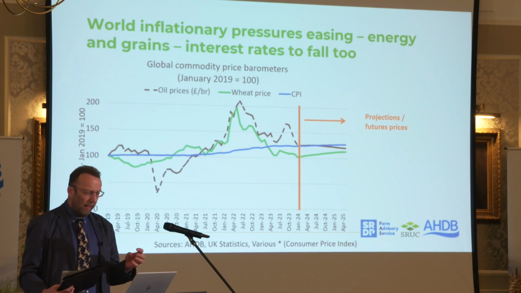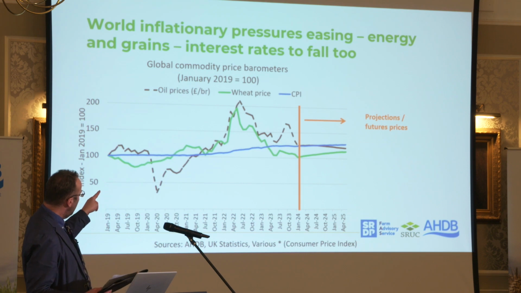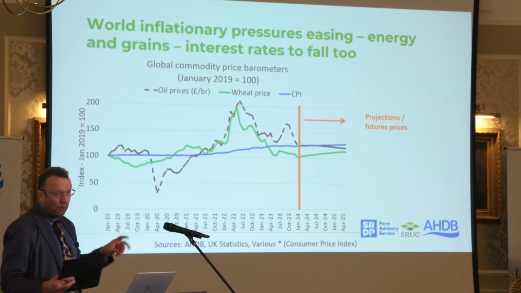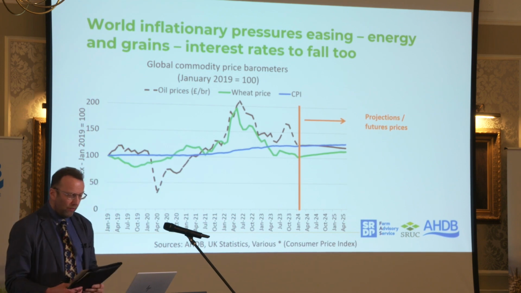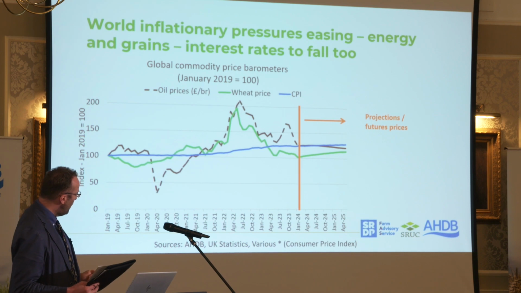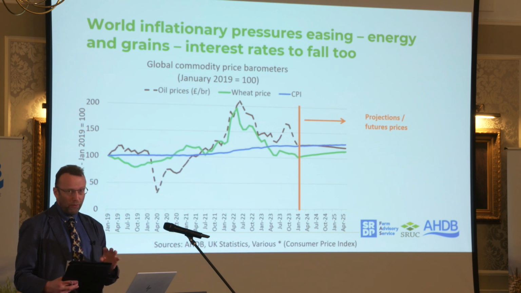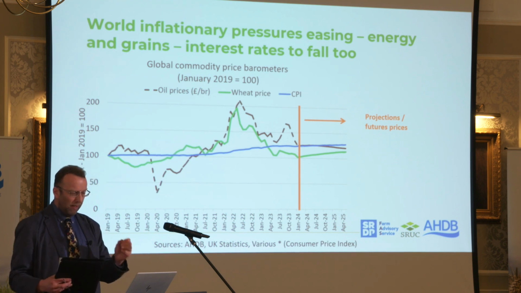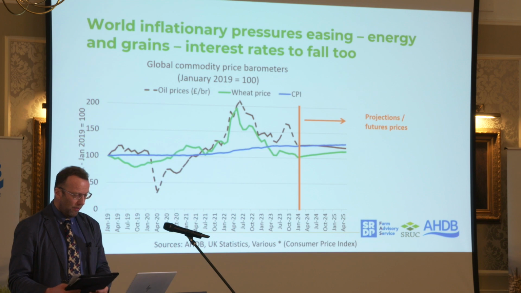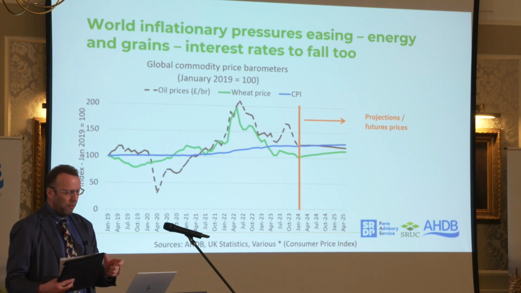Now, if we take a step back from grain and just look at the bigger economy, inflation's been a massive issue. So what we've got here is the oil price, the dotted line, the wheat price in green, and then blue is the consumer price index for the UK. It goes up to the red line, and then we've got a forward projection for that. So inflation's been massive. It was building a little bit before Ukraine, post-pandemic, and then it went ballistic with the invasion, and oil prices really led that up. Grain prices went with them.